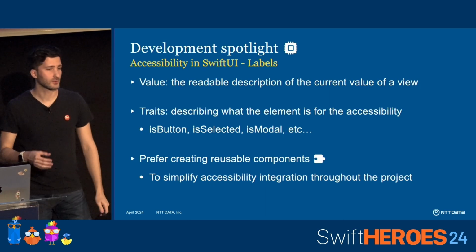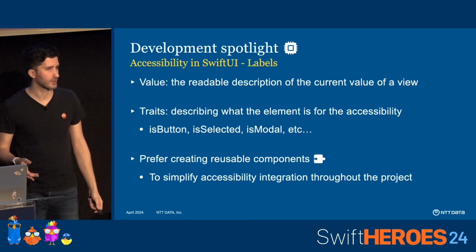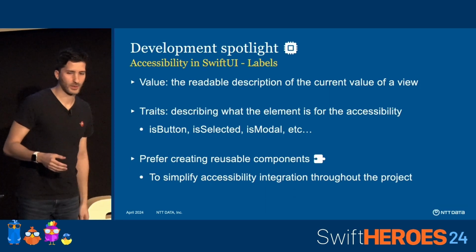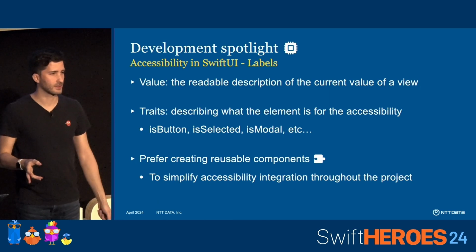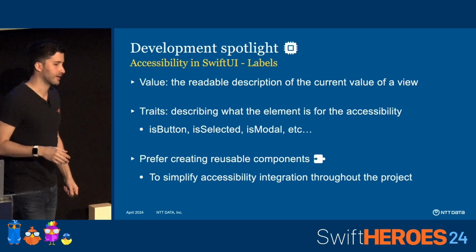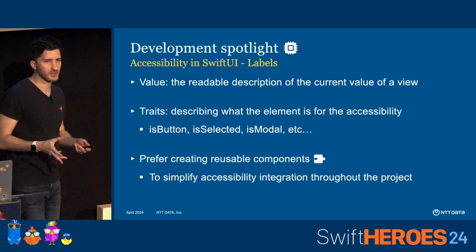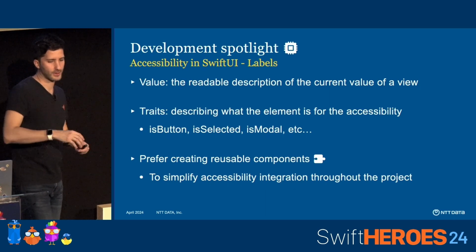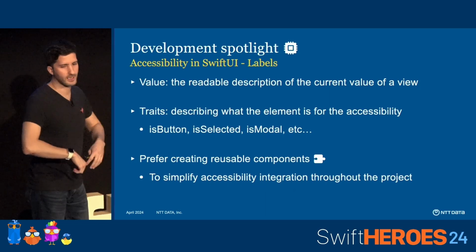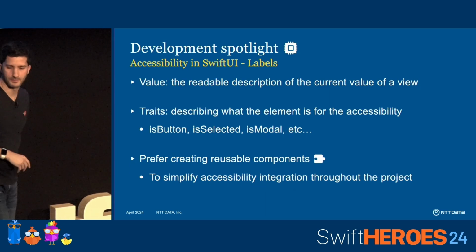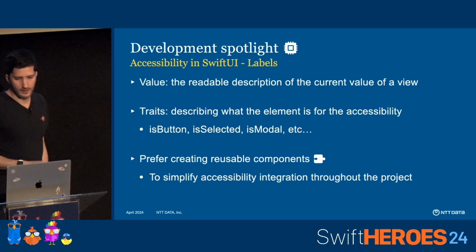And in general, we should prefer creating reusable components as it simplifies accessibility integration a lot. We experienced this on several projects at NTT Data, when some clients asked us to implement accessibility two years ago, and we did not struggle that much as we already had different components, so we implemented accessibility inside them and then it diffused in all the app.